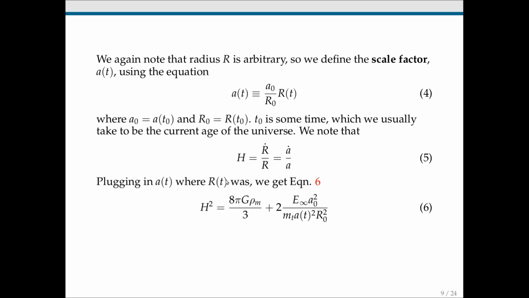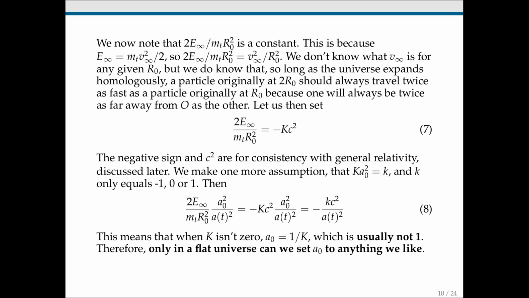Now we note that the Hubble parameter is equal to the derivative of the radius, r dot over r. And that, by equation 4, is just equal to a dot over a. We can now plug in a of t in lieu of r of t, and we get equation 6. We now know that 2 times E infinity over m_t r0 squared is a constant. This is because E infinity is equal to m_t v infinity squared over 2, just the kinetic energy at infinite radius. So 2 times E infinity over m_t r0 squared is equal to v infinity squared over r0 squared.